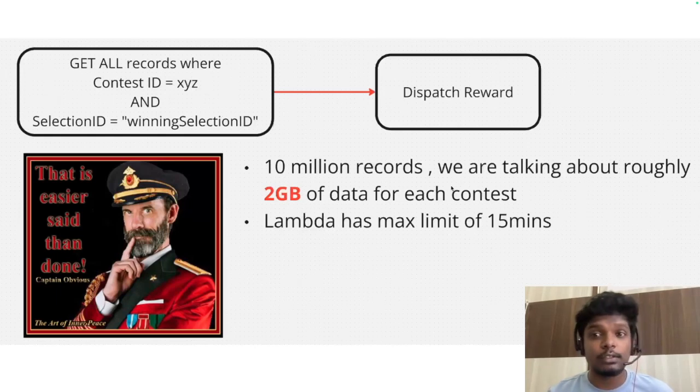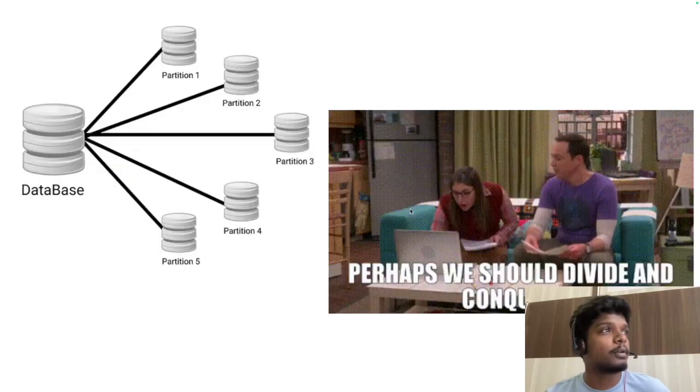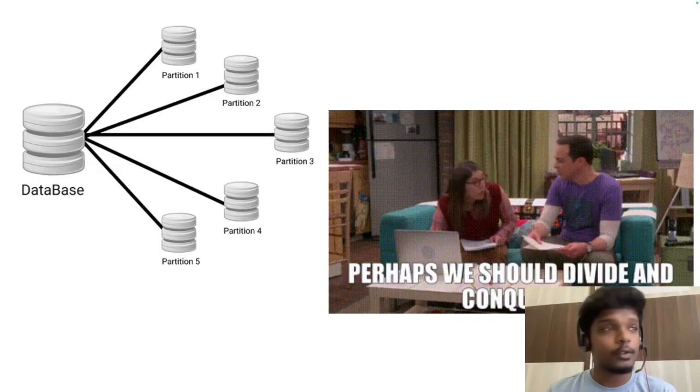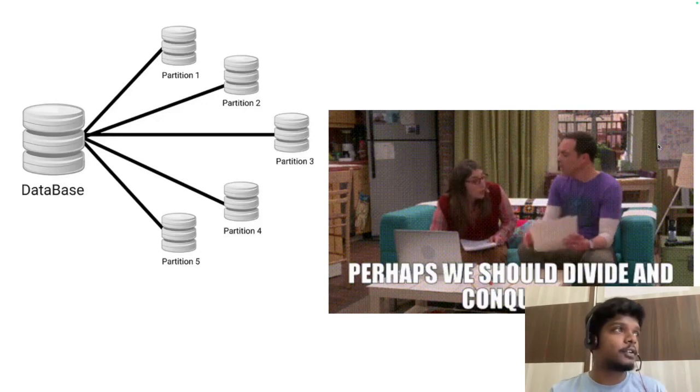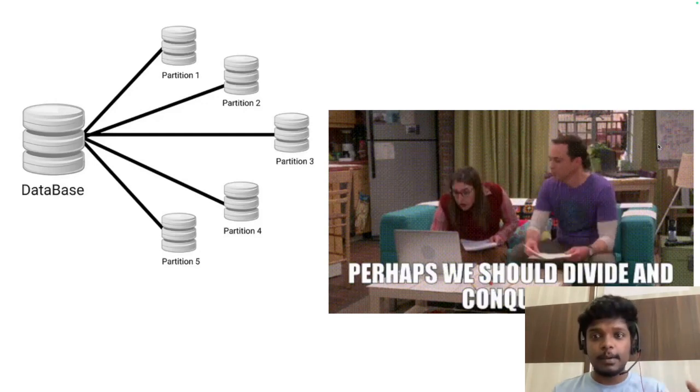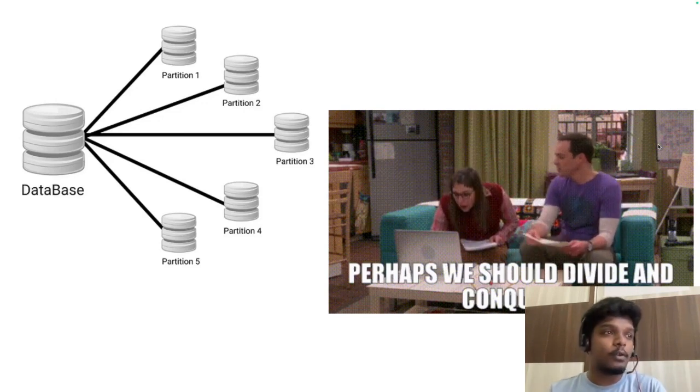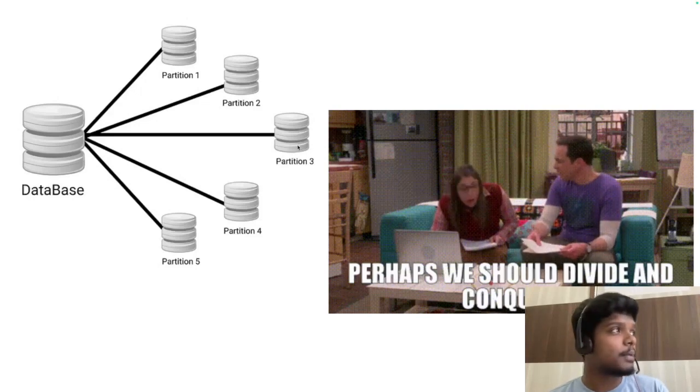And then you can't just load this 2 GB of data in your Lambda's memory and hope it works. Lambda also has a 15 minute hard limit. So this is easier said than done. We need to follow a different approach. So we'll be using partitioning to divide the table into multiple partitions and treat them separately and in a parallel way. So we are following divide and conquer by introducing partitioning.